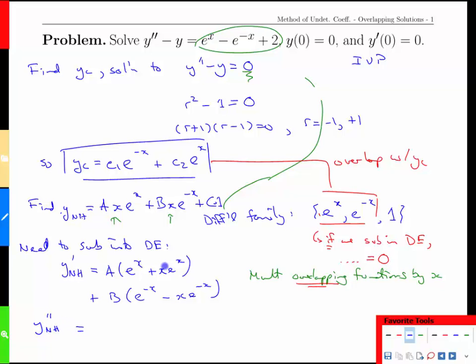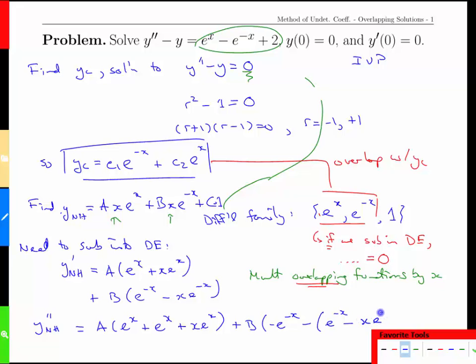The second derivative will be a times e to the x. Derivative of this, again, is a product rule, another e to the x plus an x e to the x, plus b, same idea, negative e to the negative x. And differentiate the second term, we'll have negative, the x goes away, e to the negative x minus x e to the negative x, close bracket, close bracket. And that can get tidied up a little bit. 2 e to the x's plus an x e to the x. And we'll have b times minus 2 e to the negative x's plus x e to the negative x.